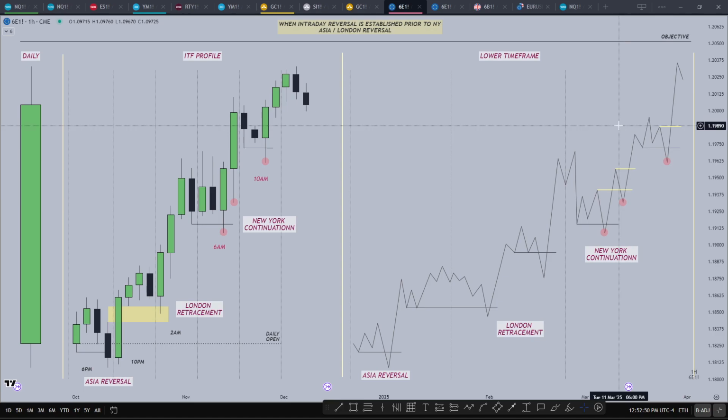I don't want to confuse you guys much, but when London forms a reversal, suppose this reversal was formed in London, the low of the day was formed in London, you can take this entry as well, like an early New York entry, early in the 6 a.m. H4 candle.